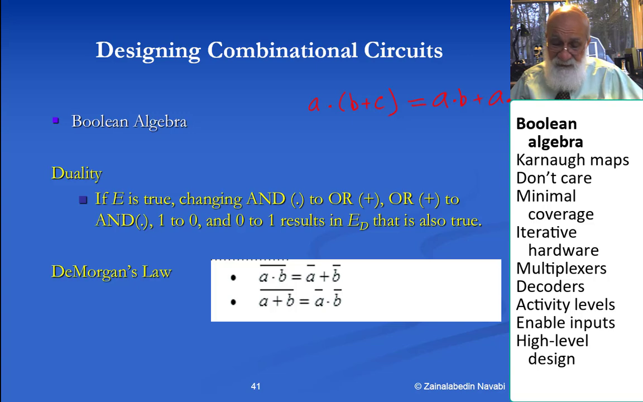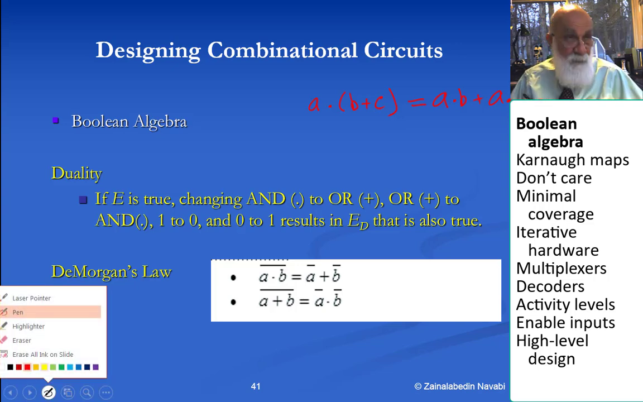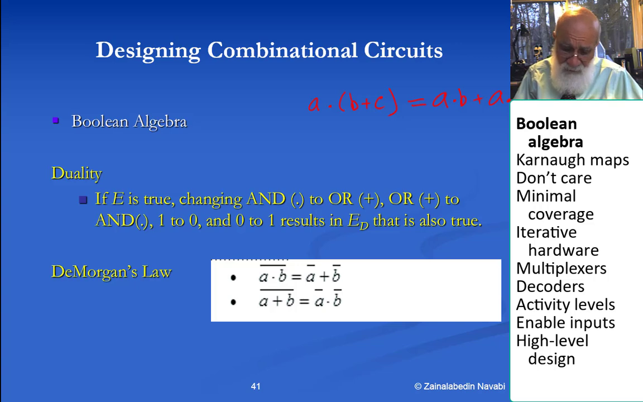Duality says this. It says if there is an expression which is good, like this expression that I have, if you change the ANDs to ORs, the ORs to ANDs, the ones to zeros, the zeros to ones, then the new expression you end up with, that's also a good expression. Well, let's do this. Change the ANDs to ORs. Change the ORs to ANDs.